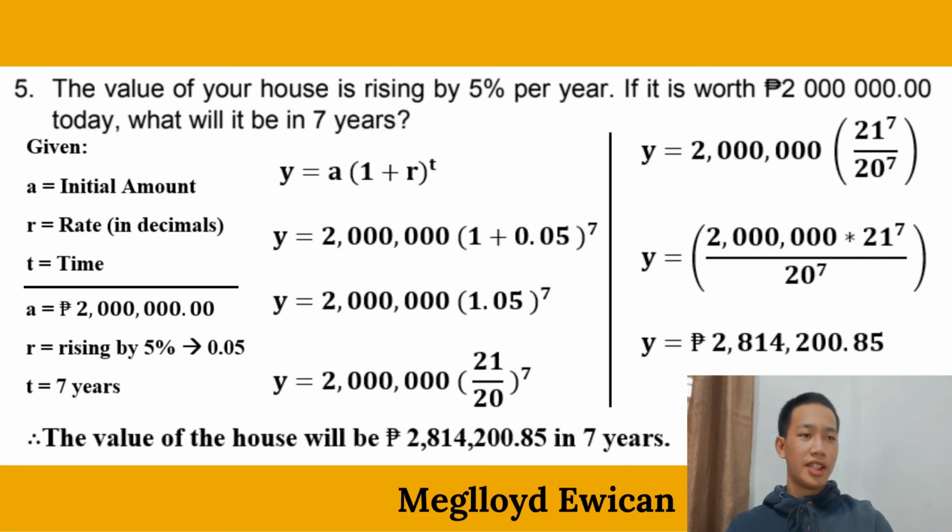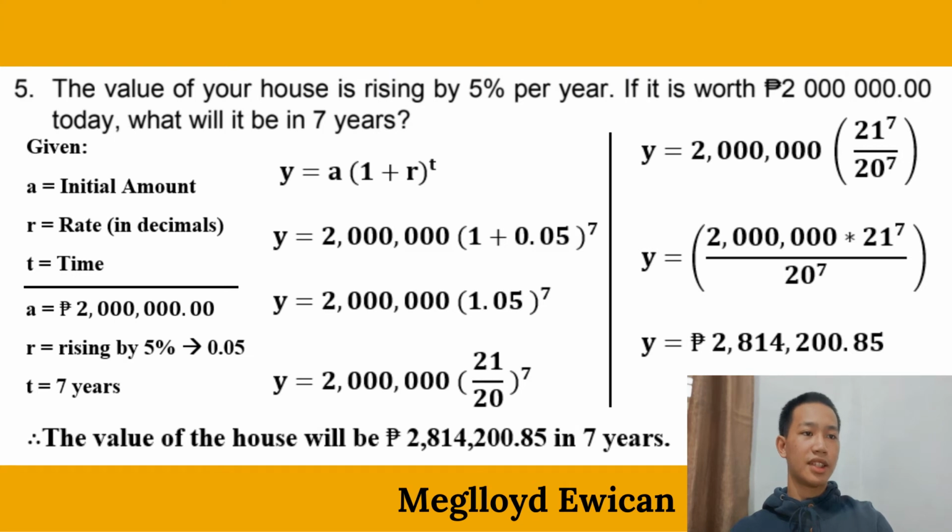Number 5. In this given problem, we are tasked to find the value of my house in 7 years if its value is rising by 5% per year. All we have to do is identify the given values. So we have A for initial amount, which is 2 million pesos, R for rate, which is 5% or 0.05 in decimal form, and T for time, which is 7 years.